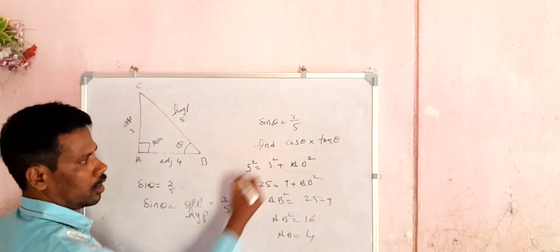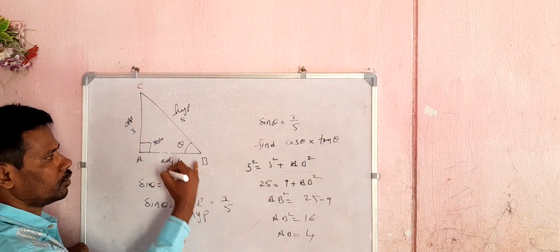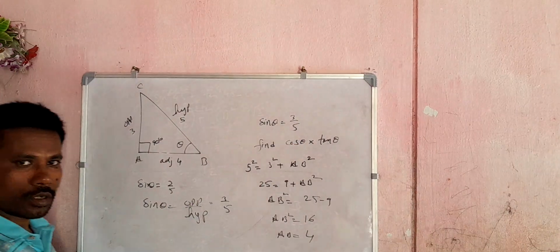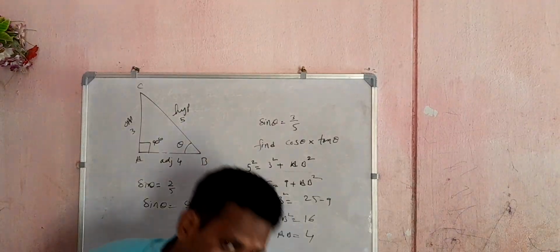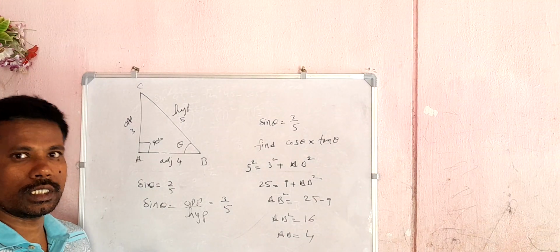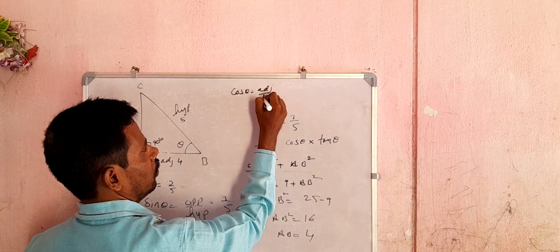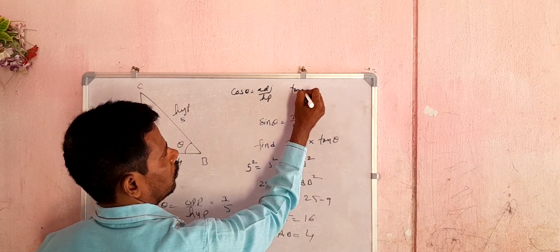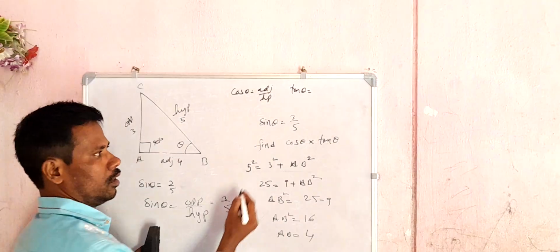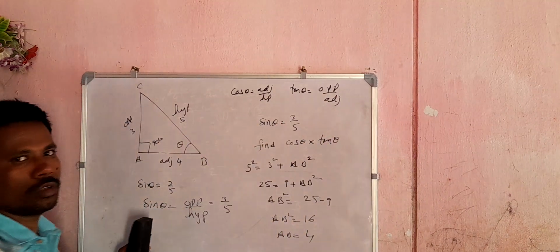So now what is being asked? Cos theta into tan theta. We have found the values from this triangle. Next, simply apply the cos definition. What is the cos theta definition? Sin theta is opposite by hypotenuse. Cos theta is nothing but adjacent by hypotenuse. What is tan theta? Tan theta definition is opposite by adjacent side. Just look at this picture and do it. That's it.